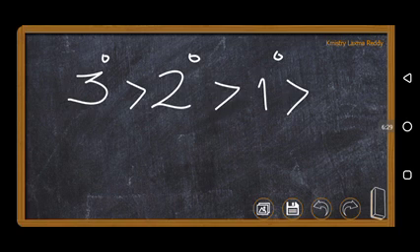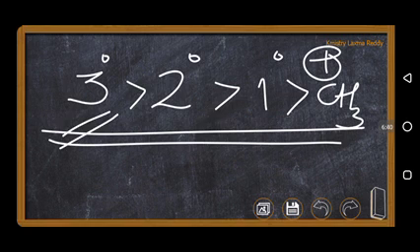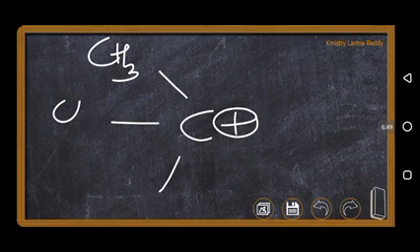Now, if you consider all this, this will be the stability order: tertiary, secondary, primary, and methyl. Why is tertiary more stable? We'll have a look at tertiary again. This is the plus charge, and 1, 2, 3, we are showing these are the methyl groups.